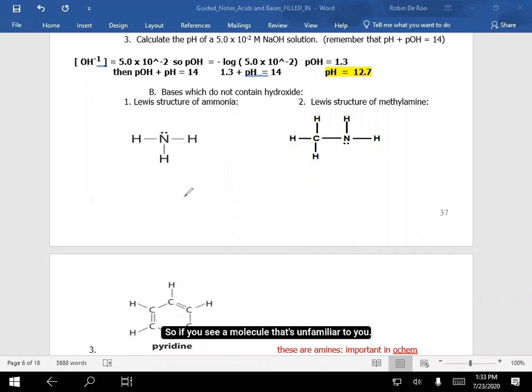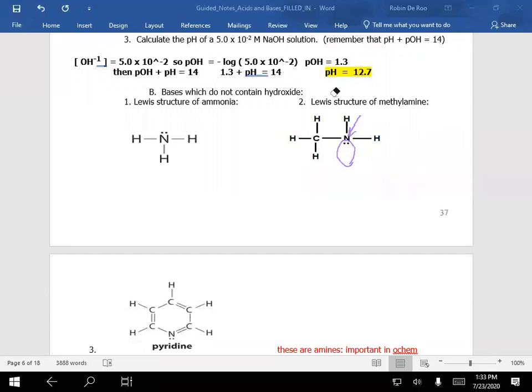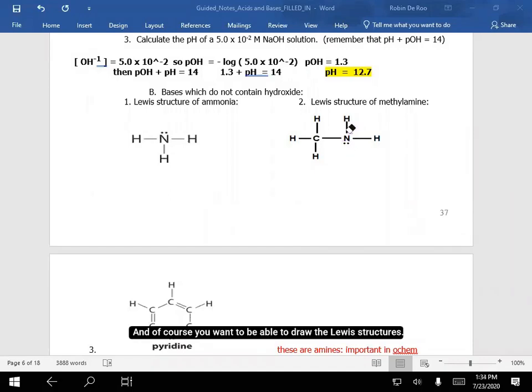If you see a molecule that's unfamiliar to you, but you see this really nice lone pair here, which we know has this nice electron cloud, you should recognize that this nitrogen is basic. This is the methyl part. This is the amine part. There's your nitrogen with your lone pair. So you want to recognize this as a Lewis base. And of course, you want to be able to draw the Lewis structures.